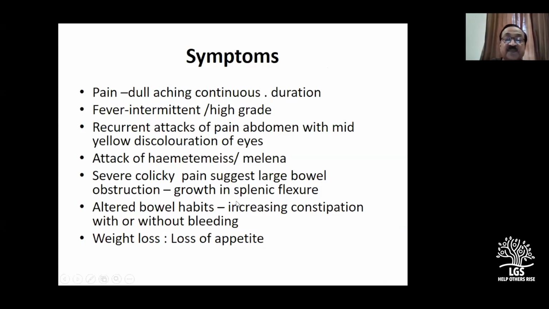They also will have altered bowel habits, rather increasing constipation. Yes, loss of weight, loss of appetite. Go back to this symptom.